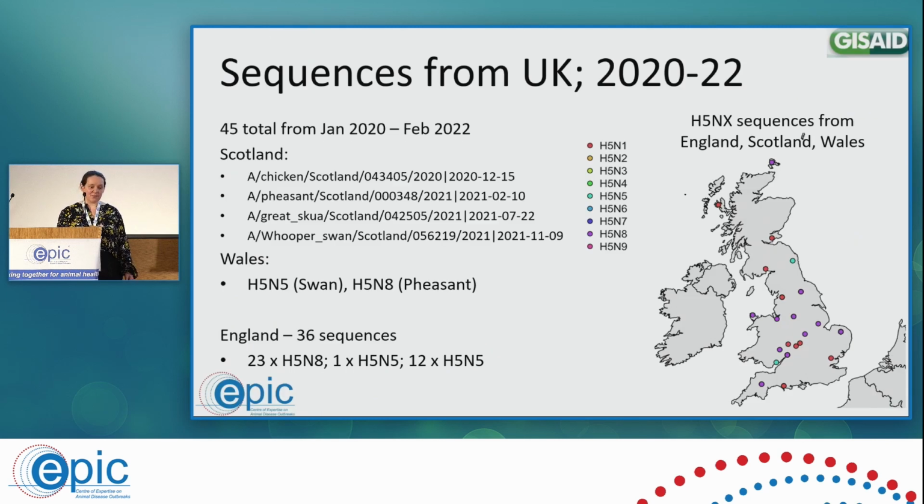So from the UK, we have around 45 sequences publicly available so far. We have some from Scotland, we have some from Wales, and we have some from England. And the map shows roughly where they are. The colours on the map are according to subtype in the last 2 years. So it's mostly the purple H5N8s, and then some of the red H5N1s, and then a smattering of other subtypes.